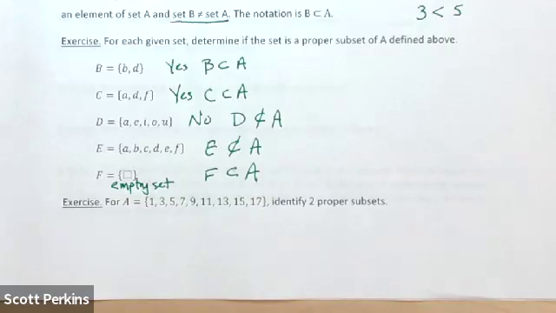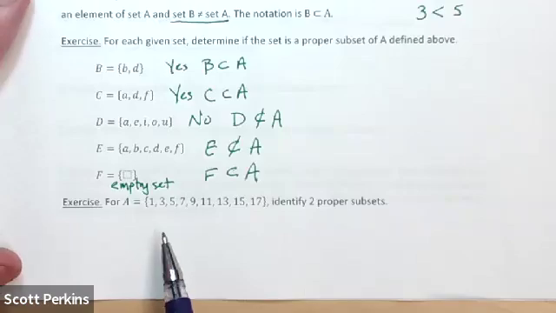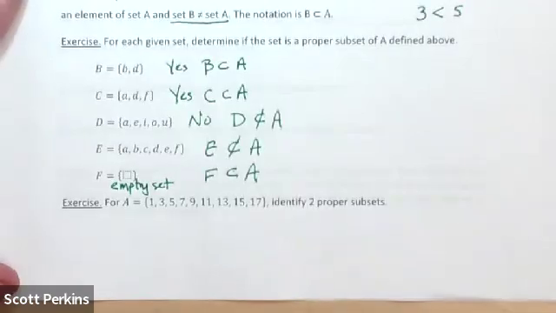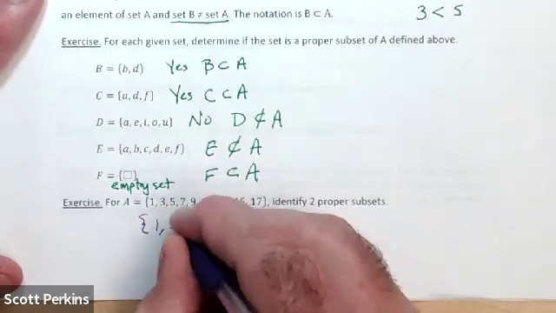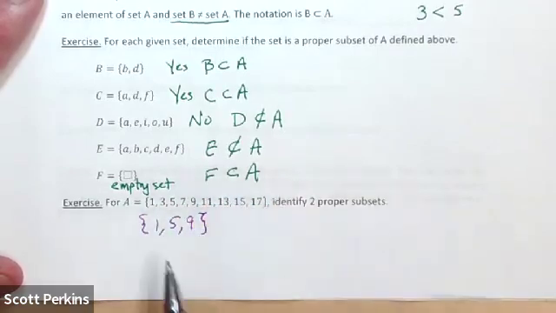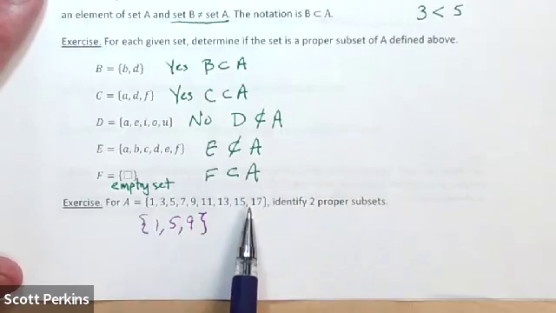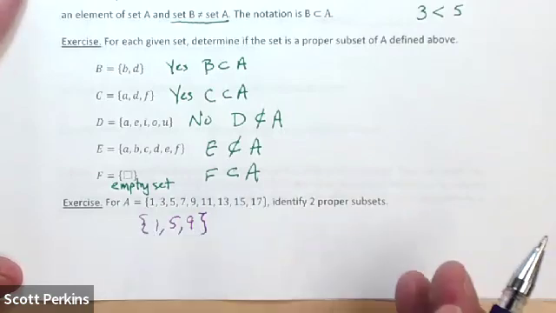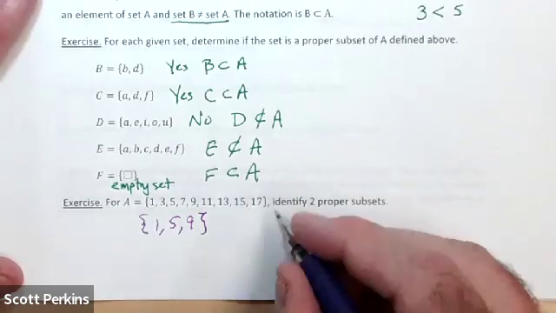All right, so like I said, there are lots of answers to this. In fact, we'll talk about on the back page how many answers there are to this particular problem. But somebody give me one of your proper subsets. Go for it. Okay, the set with 1, 5, and 9 in it. Great. All three of those elements are elements of A, and you don't have all the elements of A. So perfect. Somebody give me another one.